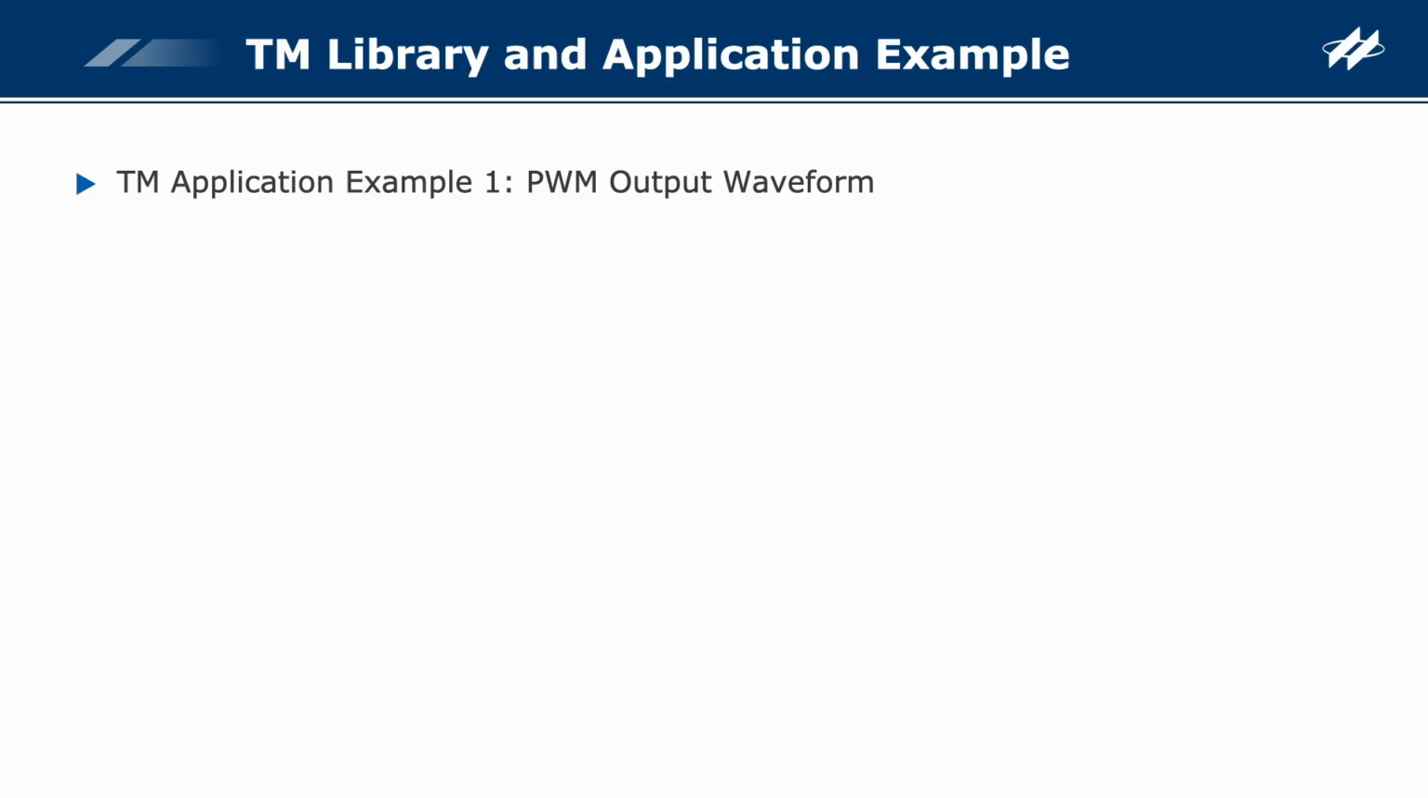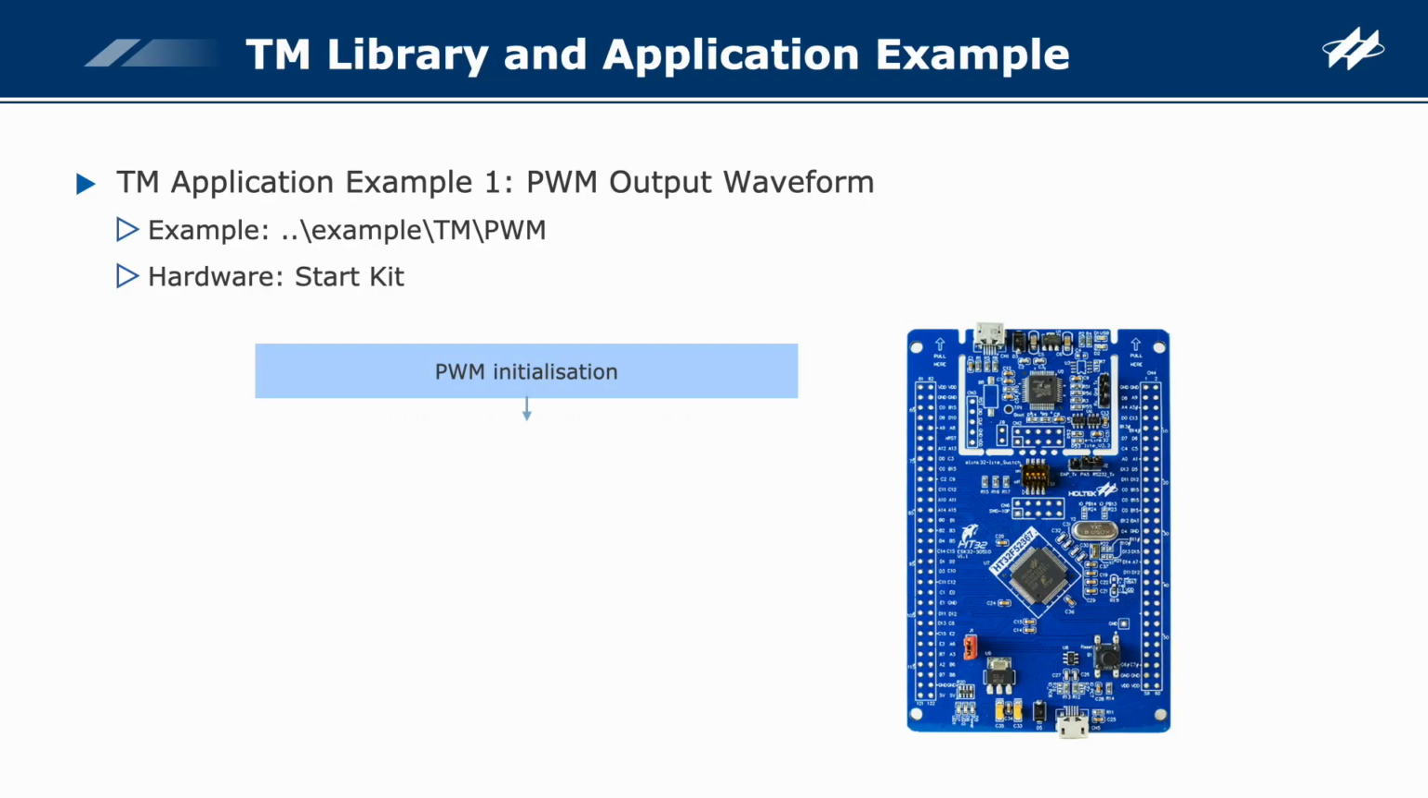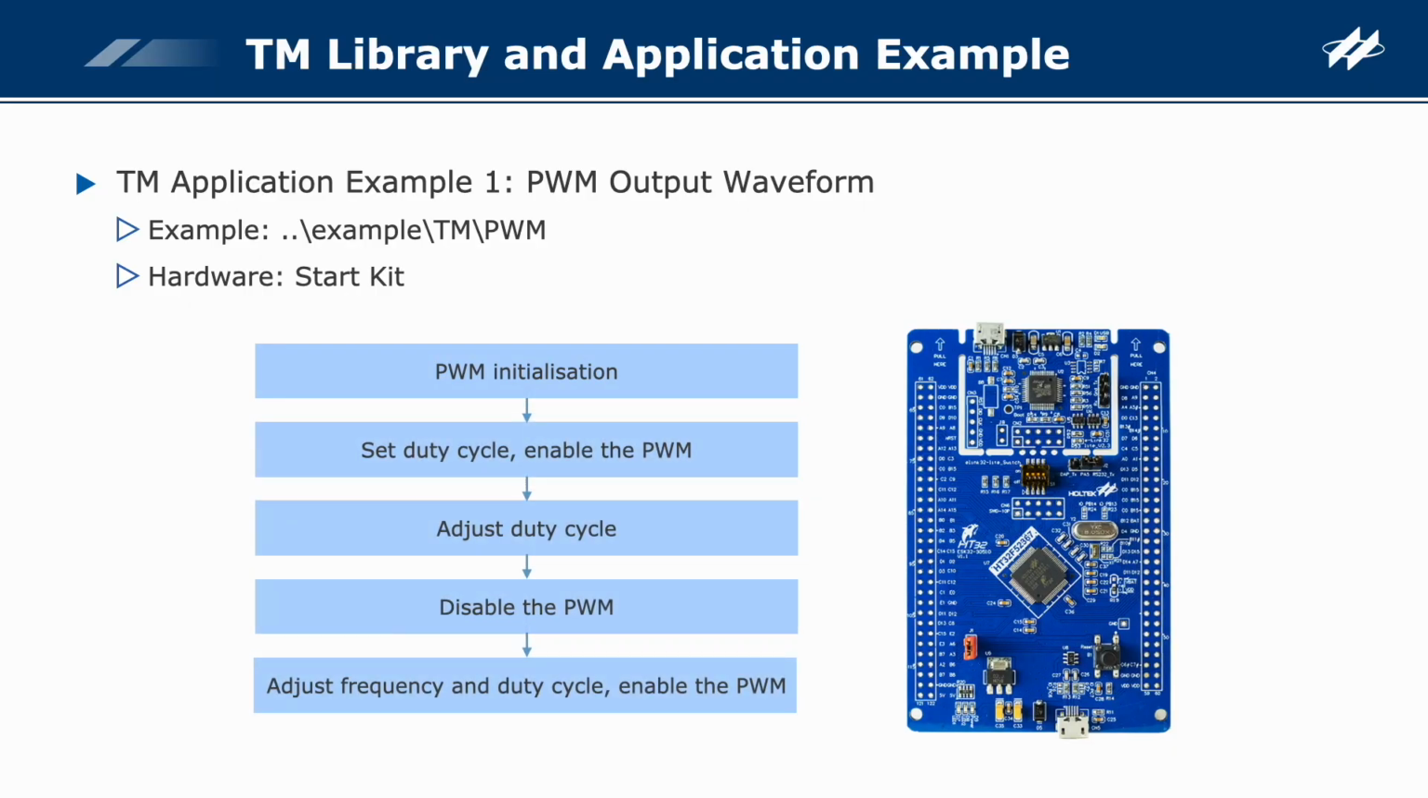Finally, we will provide two application examples to summarize this tutorial. Example 1 is one of the standard peripheral firmware library examples. It should be used with the hardware starter. The main program is as follows.